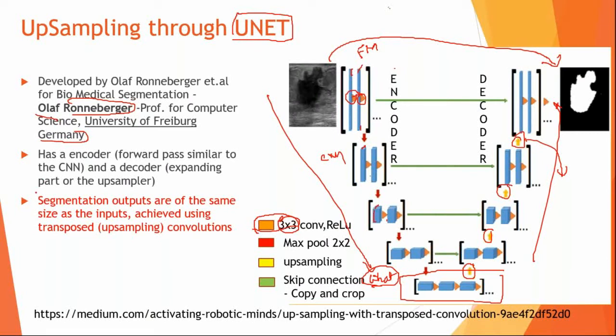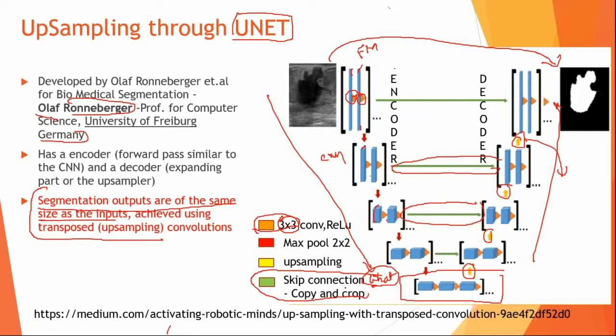In the last segmentation pointer, I marked something in red. I said the segmentation output should be of the same size as the input. And here, with this UNet, you can actually get back segmentation outputs which are of the same size as the input. This is achieved by two things. One is the upsampling, and the other is the green things here. These are called the skip and copy connections.